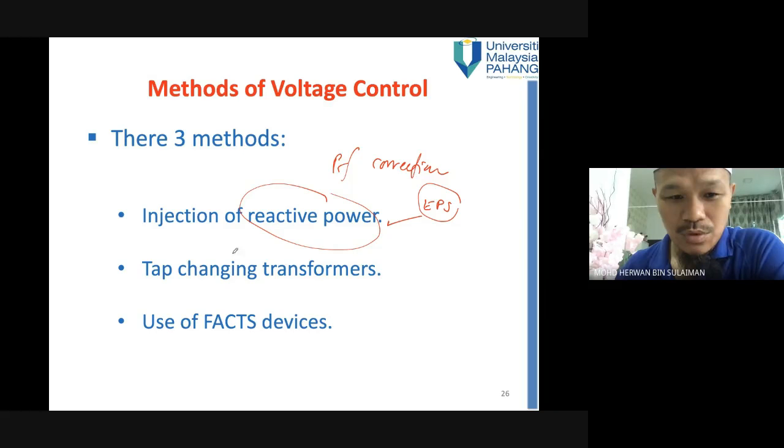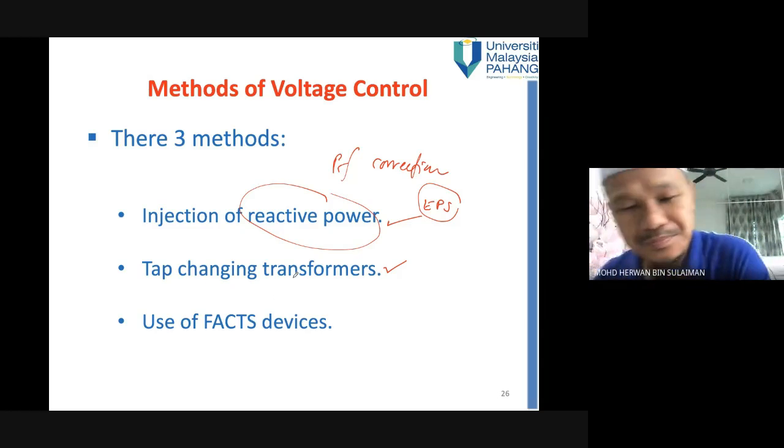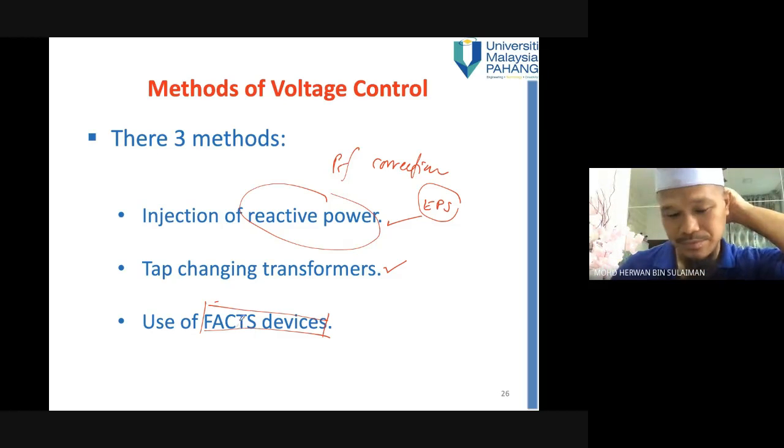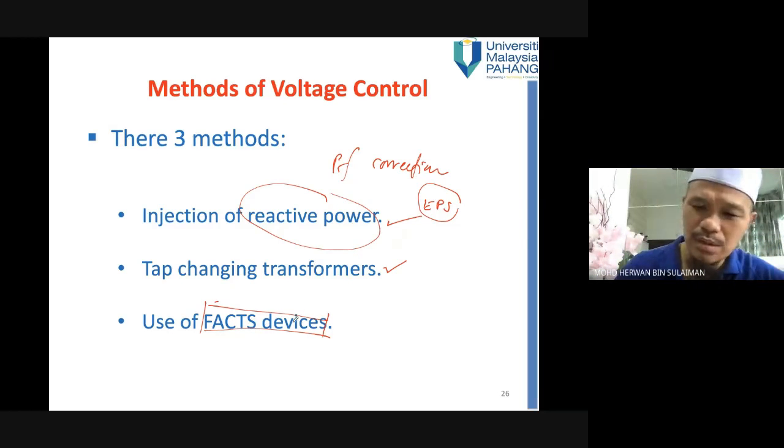And then we will look at the tap changing transformer. Normally a question in the final exam will emerge here. Normally for the tap changing transformer, you need to calculate the tap setting. And then use of FACTS devices. I will not touch this in detail, only in general, because I think you will learn it in HVDC and FACTS.